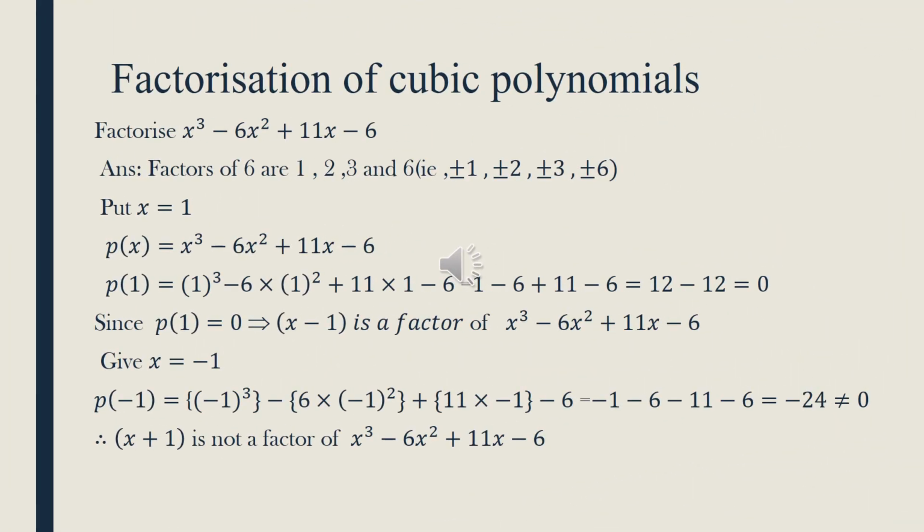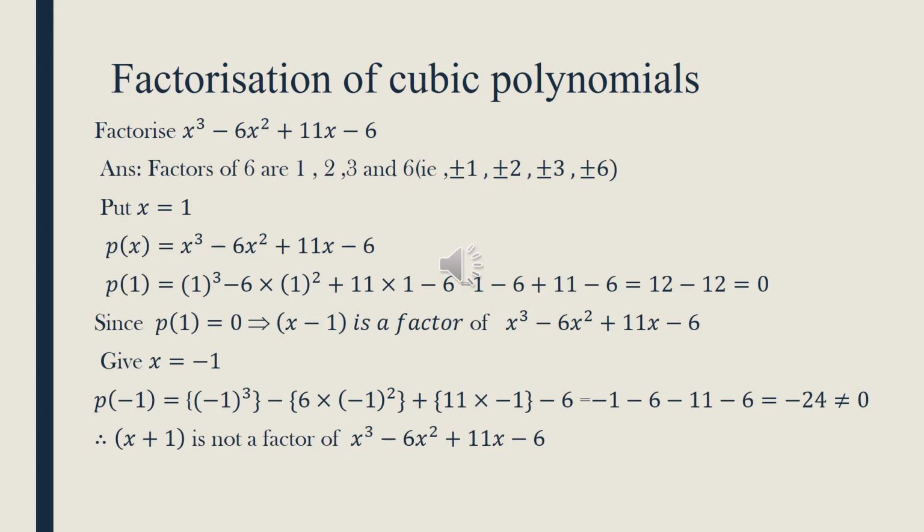Let us learn the factorization of cubic polynomials with the help of an example. Factorize x cube minus 6x square plus 11x minus 6. Let us take the polynomial as p of x. As it is a cubic polynomial, we will have three factors. For finding the factors, let us take the constant.